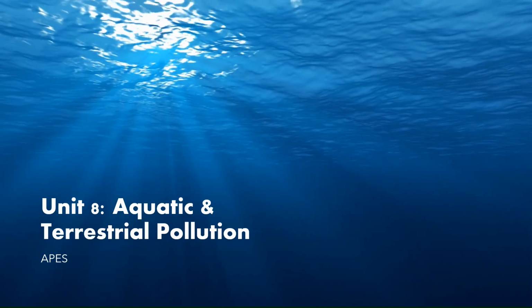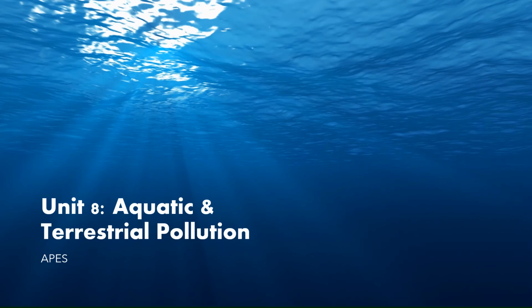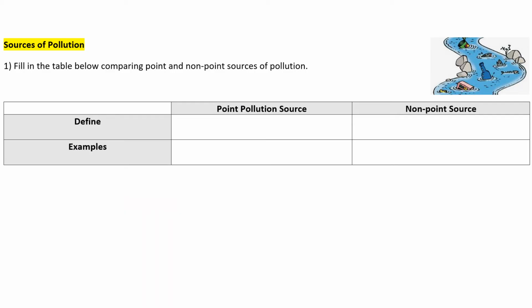Unit 8, Aquatic and Terrestrial Pollution. We're going to cover the difference between point source pollution and non-point source pollution. Let's define it. Point source pollution would be a single identifiable source of a pollutant.